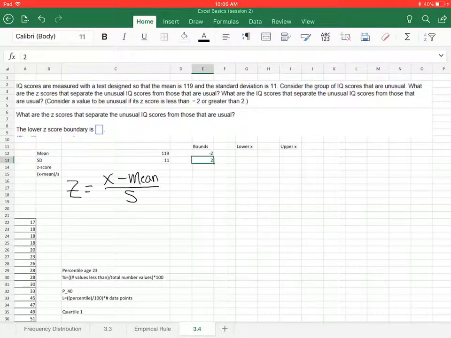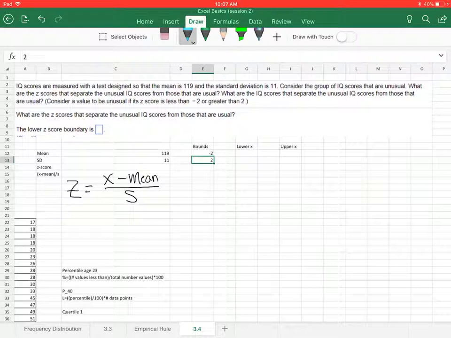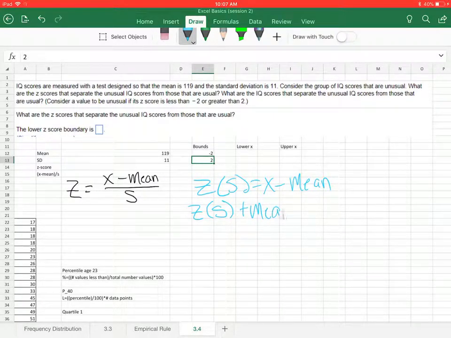So we're given the z. So we need to figure out what x is. That's what we're looking for. So the first thing that we're going to do is change our formula so that it's x equals something instead of z equals something. So the first thing we'll do is we'll multiply it by your standard deviation, which is s. So z times s equals x minus the mean. And then we're going to move the mean over so that we have x by itself. So z times s plus the mean.